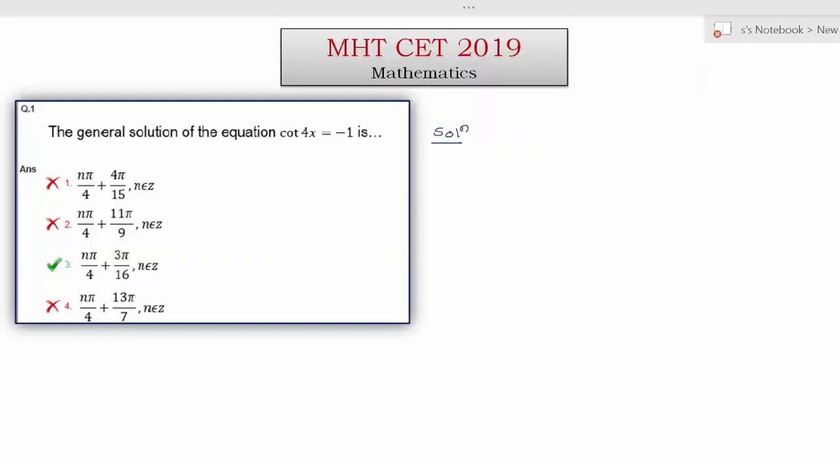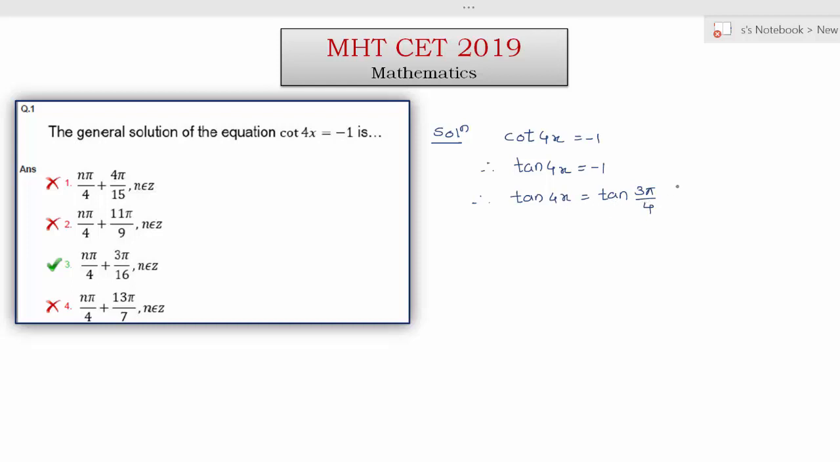Okay students, let's go to question number 1. The general solution of the equation cot 4x equal to minus 1 is. So cot 4x is equal to minus 1. We write this in the form tan 4x, that is reciprocal, equal to minus 1. So we take reciprocal on both sides. Now minus 1 on the RHS can be written as tan of 3 pi by 4, right?